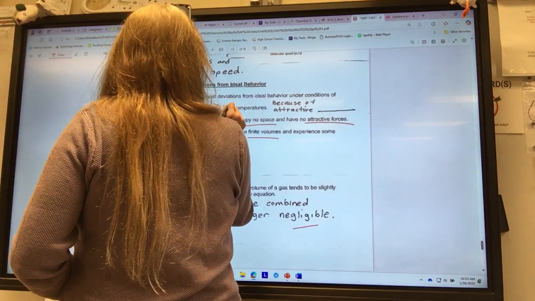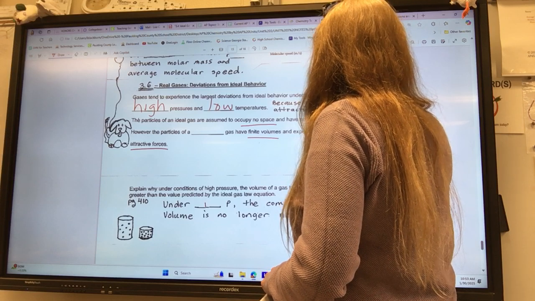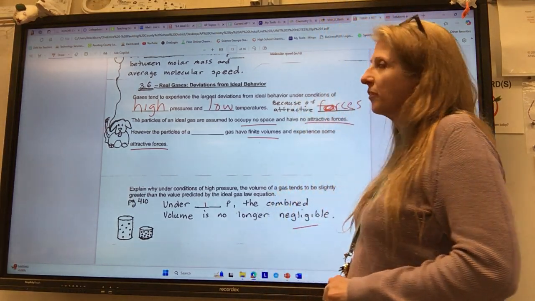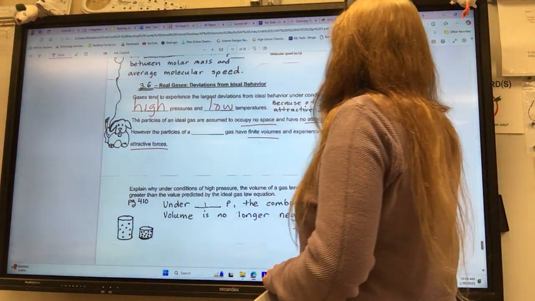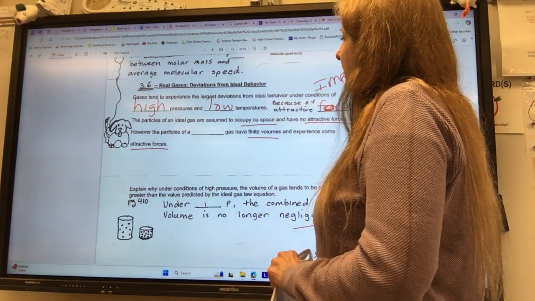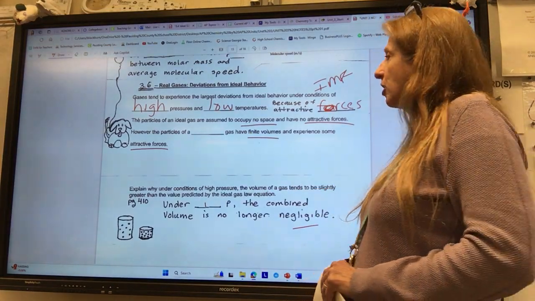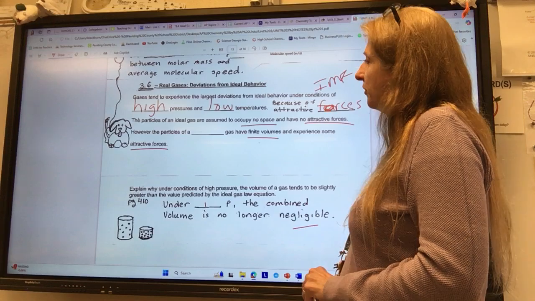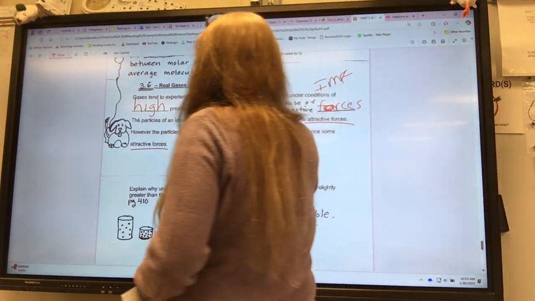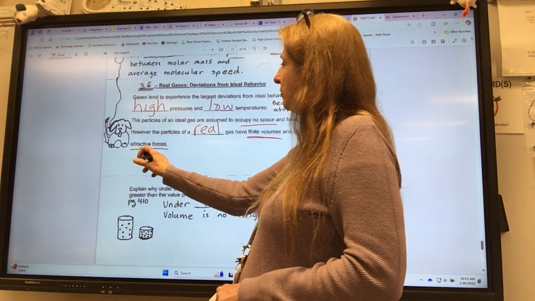and low temperature. And this is because of the attractive forces, the F-O-R-C-E-S, the forces. So our intermolecular forces, our IMFs, start playing into it. The particles of an ideal gas are assumed to occupy no space. Now, of course, that's crazy. All matter occupies space and have no attractive forces, but they can actually have some. However, the particles of a real gas, of course, have volume, and they can have attractive forces.